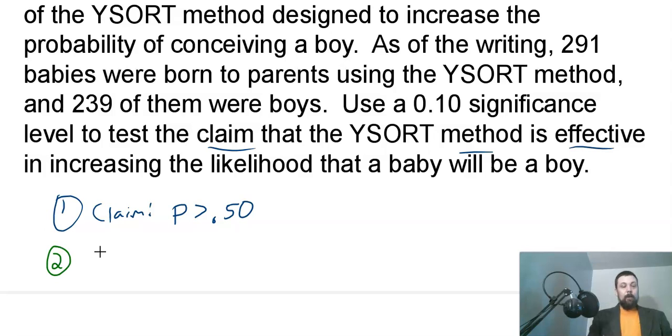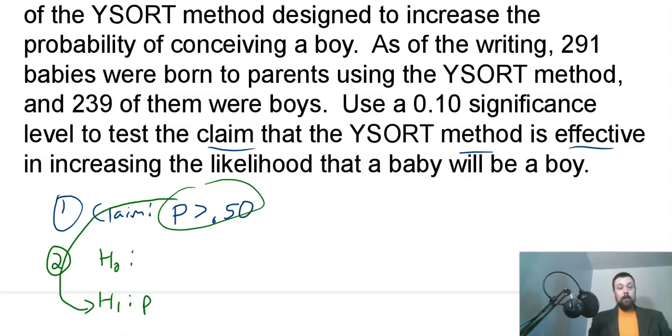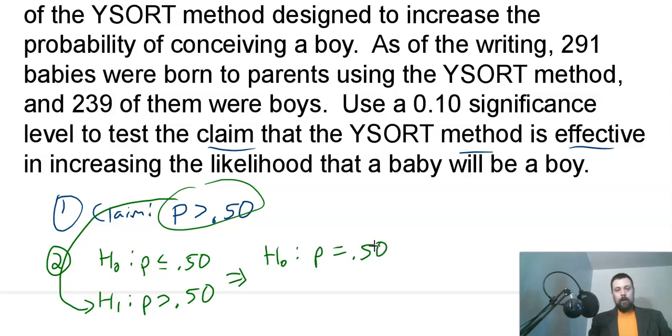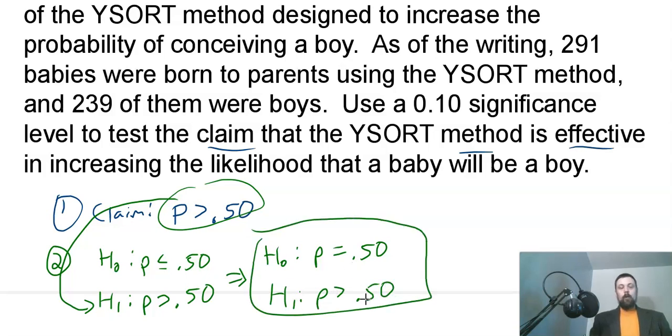Step 2, hypotheses, null and alternative. This is kind of the same as the last problem, except it's a greater than, but same idea. There's no equality here, so the claim has to become the alternative hypothesis. The null will have to be the opposite of that, which is going to be less than or equal to. And then we simplify it to just equals, right? So we're going to have p equals 0.50. And for the alternative, we don't make any modifications. It'll still be greater than 0.50. So this is what we're going to go with as our hypotheses.